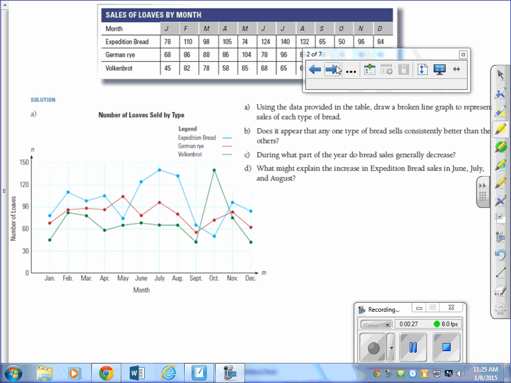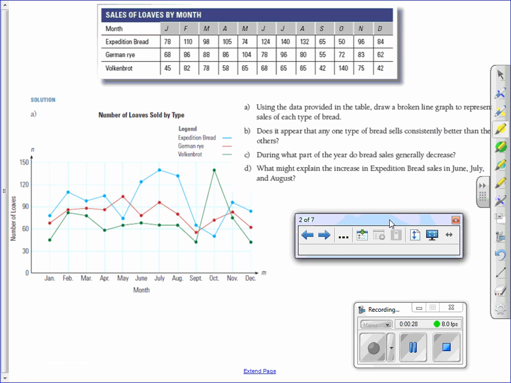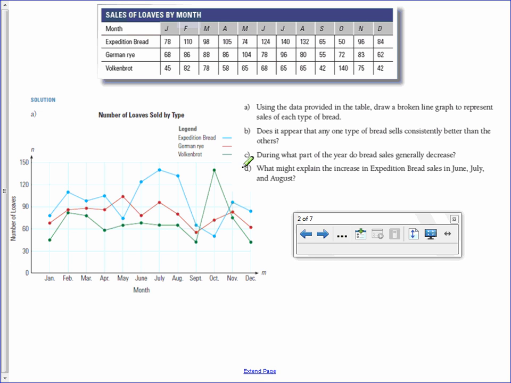And you can see the graph on this page shows that there are three different types of bread. The blue one is called expedition bread. The red is German rye bread, and Wochenbrot is the green. And the information that created this graph is on the top of the page, and you can see the numbers that are associated with them. So one of the skills that you're going to have to practice during this section is picking a scale that would fit with the information that you're given.